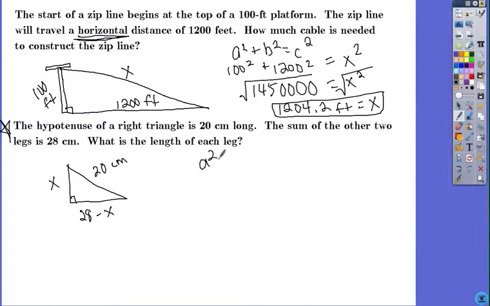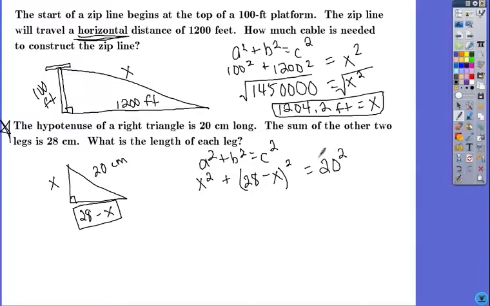Let's use a squared plus b squared equals c squared. Let's say a is x, b is 28 minus x. Notice that I put this in parentheses. Anytime you have more than one term for the length of a side, put that in parentheses, because this means I'm not just squaring x, I'm not just squaring 28, I'm squaring 28 minus x as a whole. And that's going to equal my hypotenuse, 20 squared.